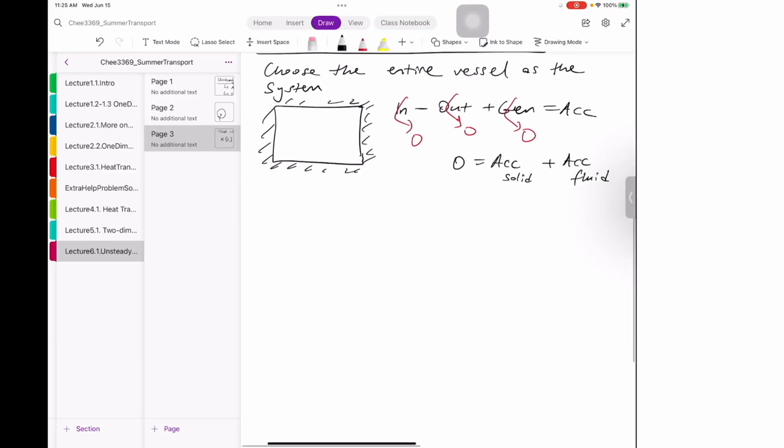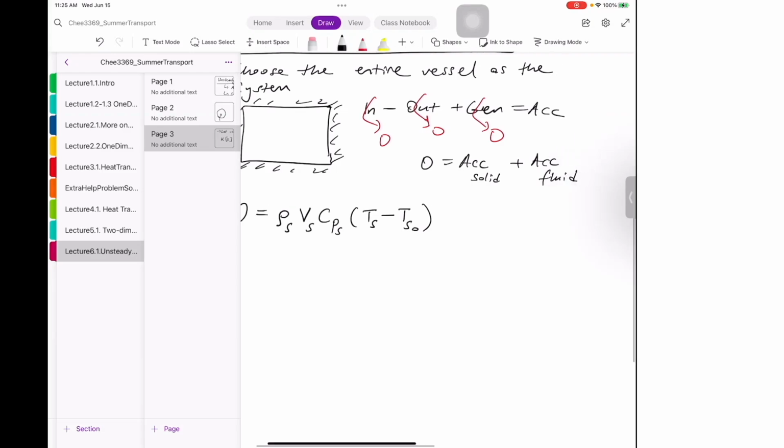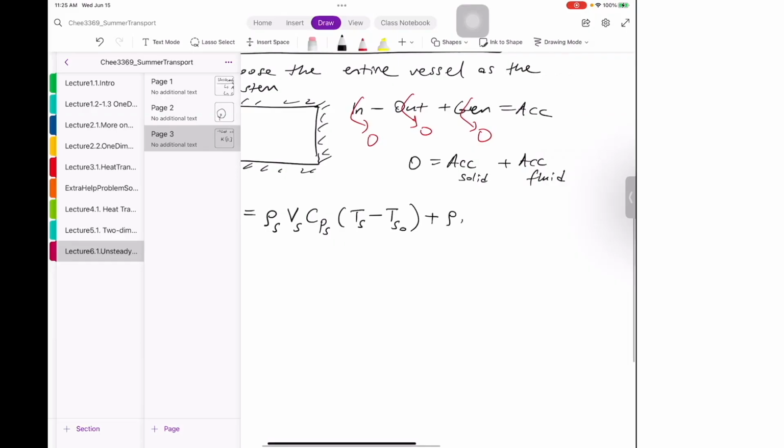And you can think of it as 0 is equal to the accumulation in the solid, which is rho s times volume of the solid times Cp of the solid times the change in the temperature, the temperature of the solid minus the initial temperature of the solid. That's the amount of heat accumulated in the solid, plus the amount of heat accumulated in the fluid, which is rho fluid, V fluid, Cp fluid, T fluid minus Tf0. Okay.